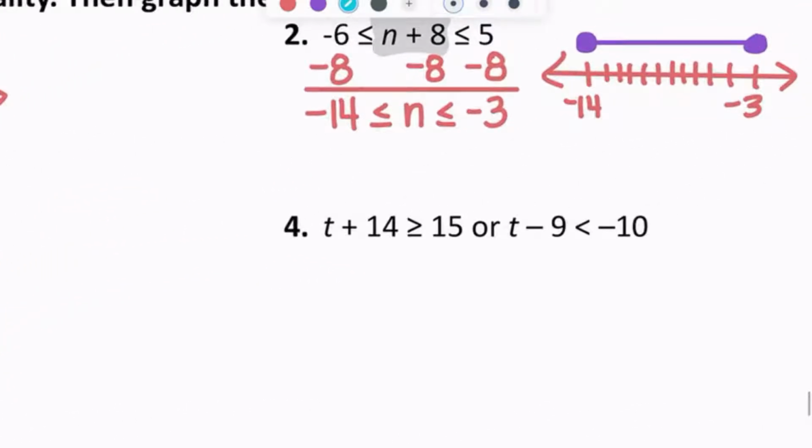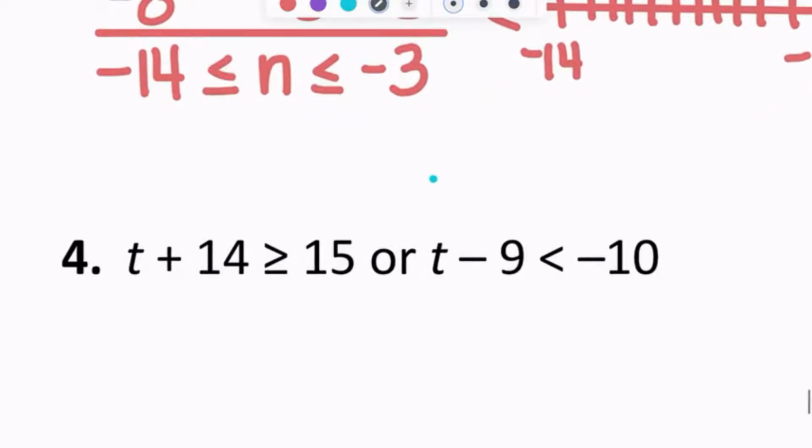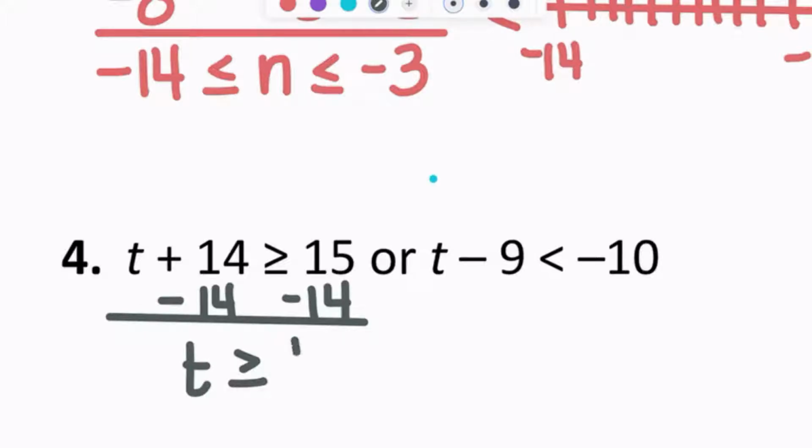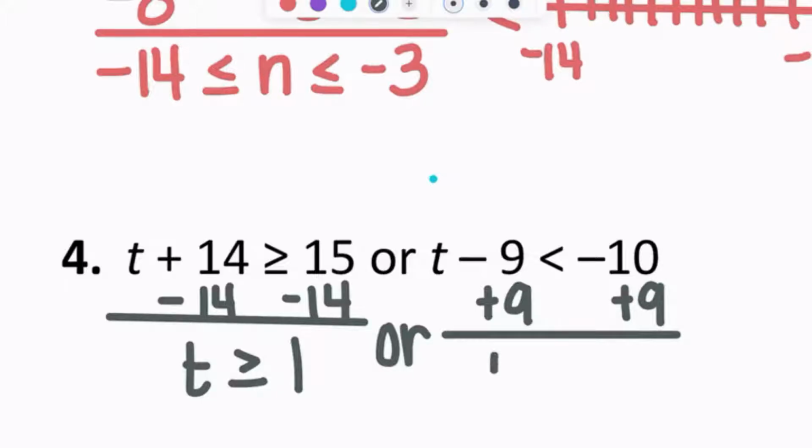Again, at this point, you could pause if you wanted to try this on your own. T plus 14 is greater than or equal to 15. So I'm going to subtract 14 from both sides. So T is greater than or equal to 1. Or T minus 9 is less than -10. So if I add 9 to both sides, I get T is less than -1.